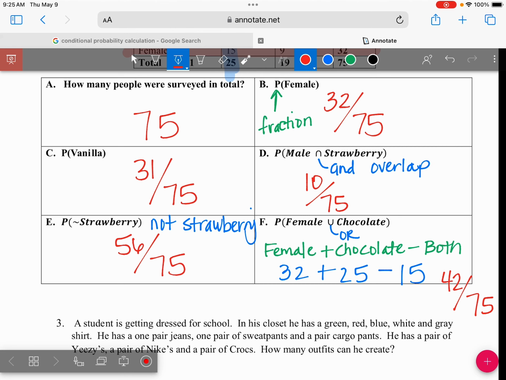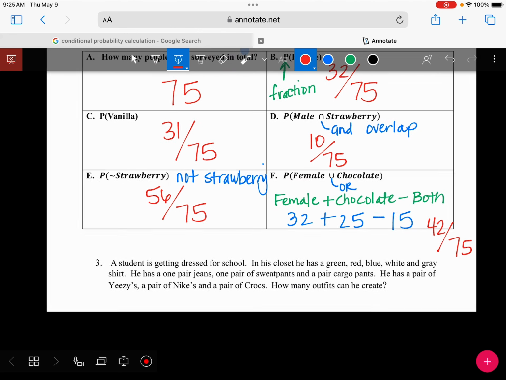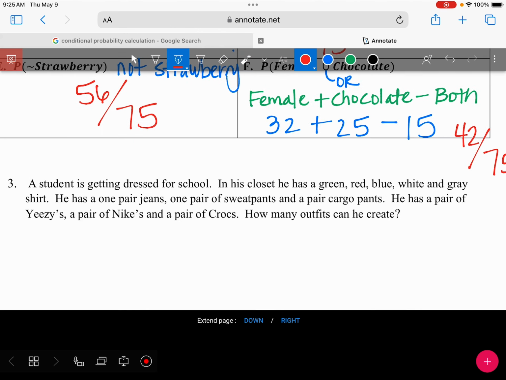So the last one for a lot of people was kind of rough. So a student is getting dressed for school, and he has a green, a red, a blue, a white, and a gray shirt. How many shirts does he have altogether? 1, 2, 3, 4, 5 shirts. That's what he got.